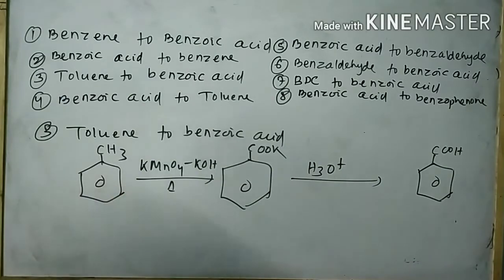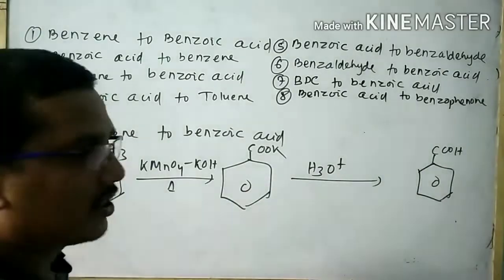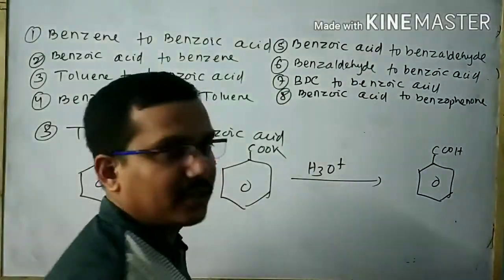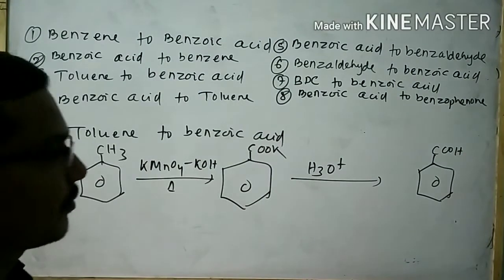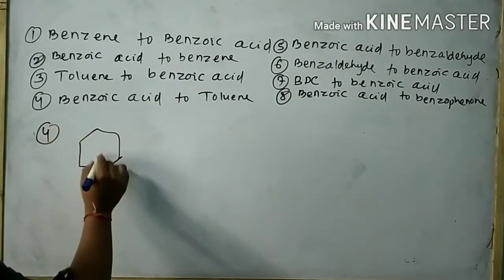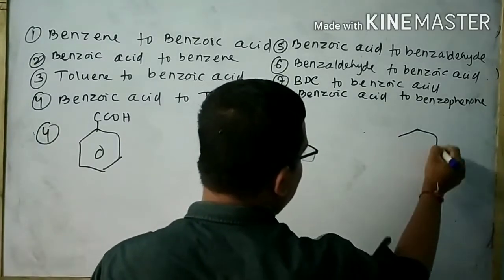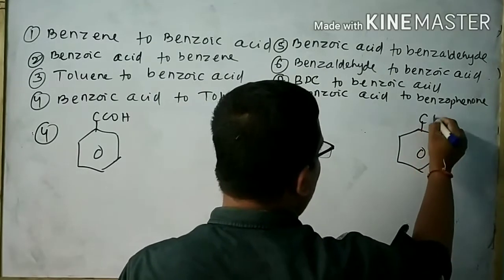Toluene is subjected to oxidation with alkaline KMnO4. The potassium salt of benzoic acid is formed, which on acid hydrolysis gives benzoic acid. Next I will solve question number 4. This is the structure of benzoic acid. This is the structure of toluene.